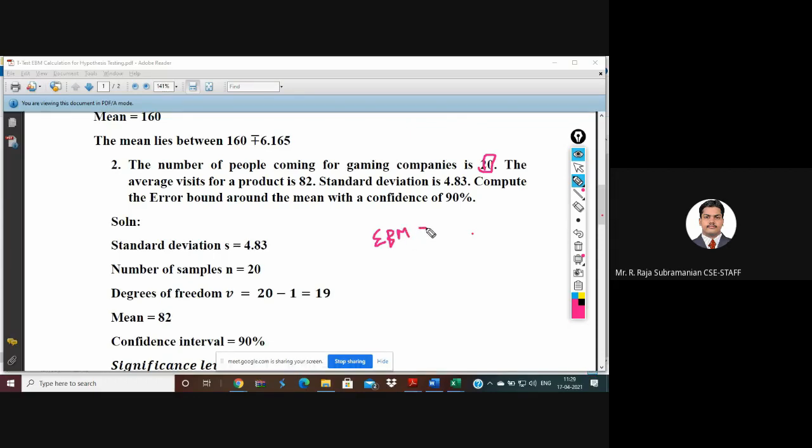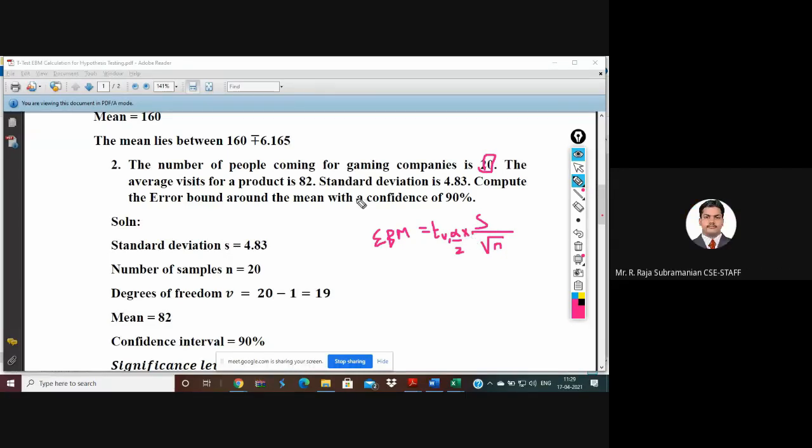Formulas can also be asked, so you should study the formulas also. What is the EBM formula? It is t with degrees of freedom V comma alpha by 2, multiplied by S by root n. Great.